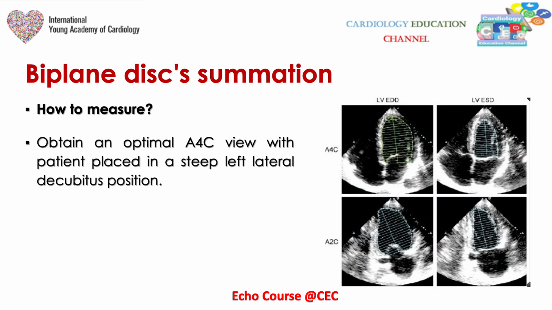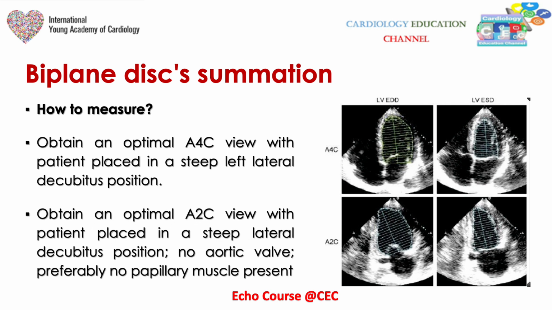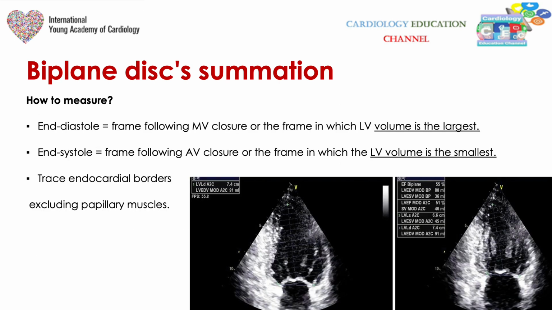And how do we measure this? You obtain an optimal apical 4-chamber view with the patient placed in the steep left lateral decubitus position, and you try to see the true apex. Then obtain the optimal apical 2-chamber view with the patient placed in the steep lateral decubitus position, with no aortic valve open, and preferably with no papillary muscle present. So these are the two views you are taking. But be aware that if you have a normally shaped ventricle, you may rely only on the measurement taken from the apical 4-chamber view.